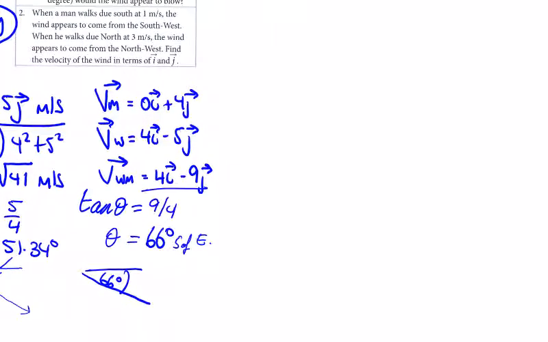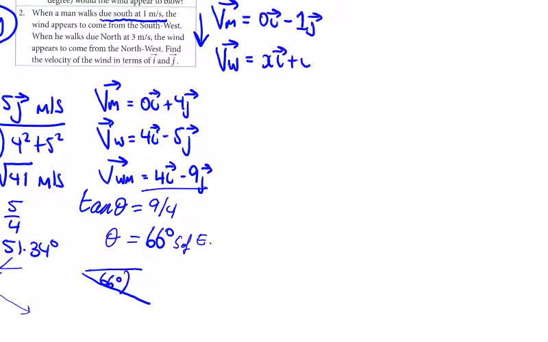When a man walks due south at 1 meter per second, velocity of the man, he's going due south, he's going this direction, so we have 0 in the i direction and -1 in the j direction. It's the velocity of the man. The velocity of the wind appears to come from the southwest, so the velocity of the wind is equal to xi plus yj. So the velocity of the wind relative to the man is equal to x minus 0, so just xi, and plus y minus -1, y plus 1 in the j direction.